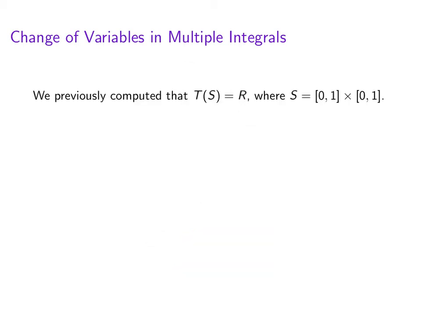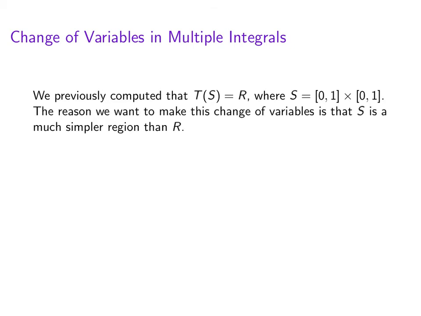Now we previously computed that T of S is equal to R, where S is just the square 0, 1 cross 0, 1. The reason that we're going to do this change of variables is that S is a really simple region, much simpler than R.